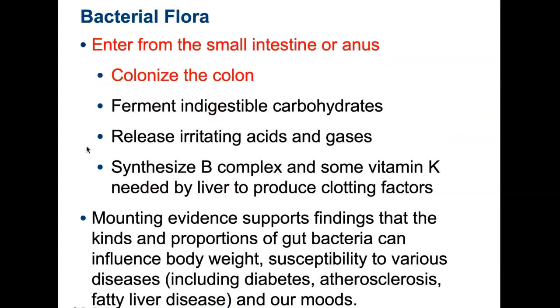We need to mention that there are good bacteria in our intestines that help us ferment or break down indigestible carbohydrates. So remember cellulose and some of these things that we can't break down. Well, we have some bacteria that can break part of it down. The bacteria can also help us synthesize some of the vitamin B complexes and vitamin K. And both of these are essential. So vitamin K, if you remember, is needed by the liver to produce clotting factors. And then these B complexes are important in cellular respiration.